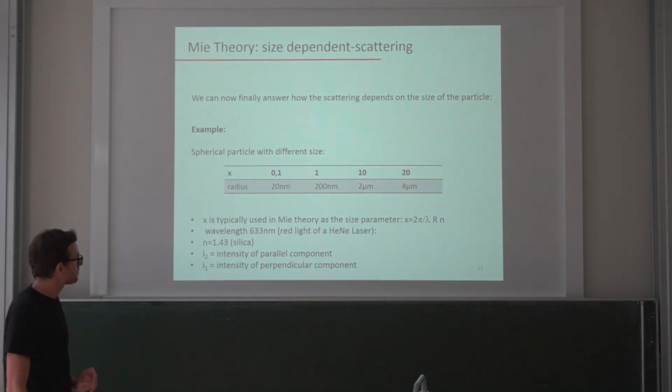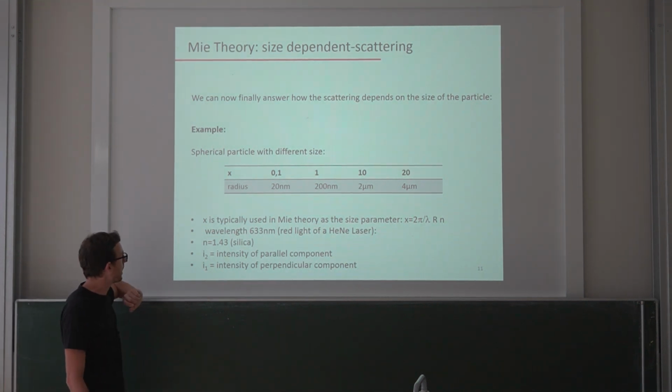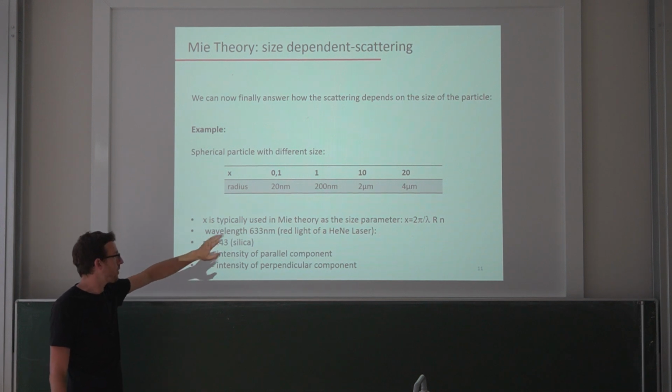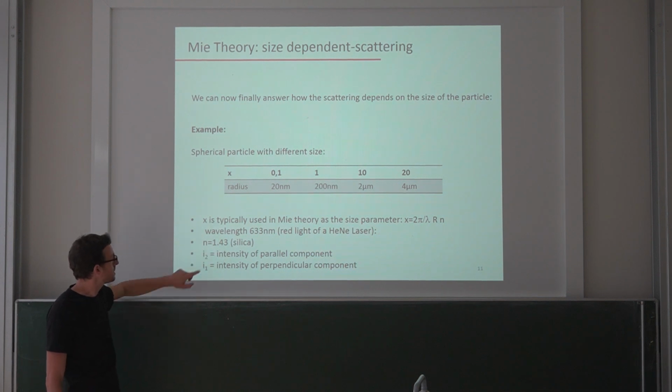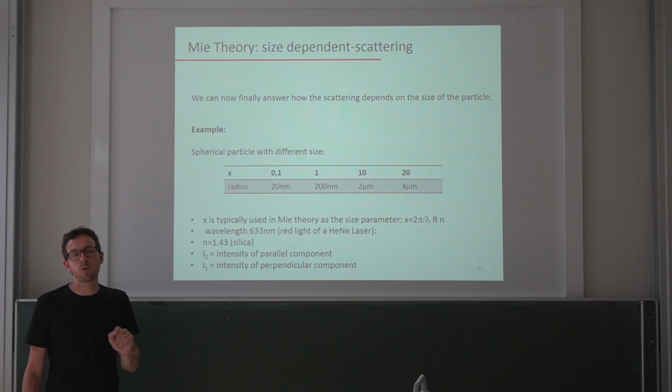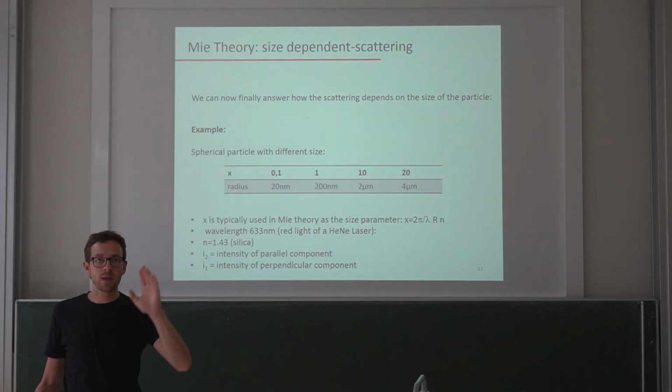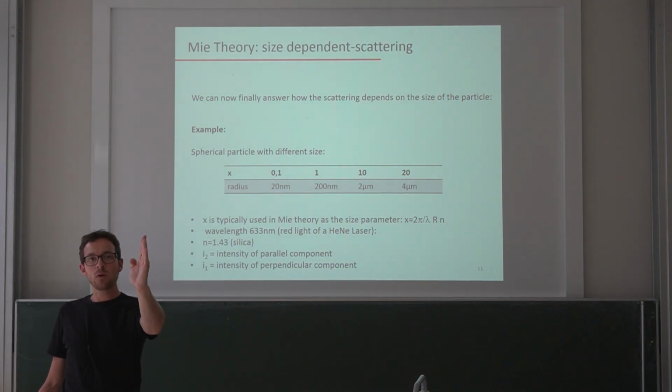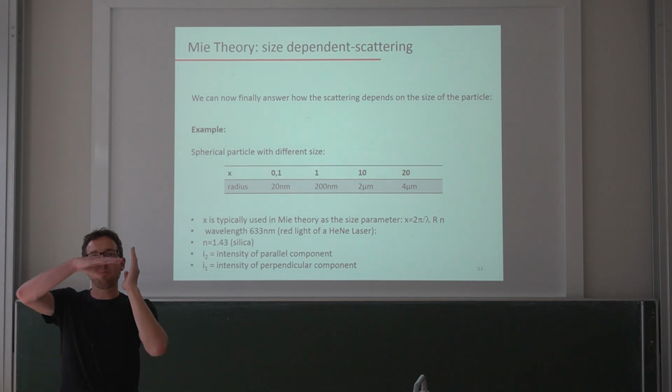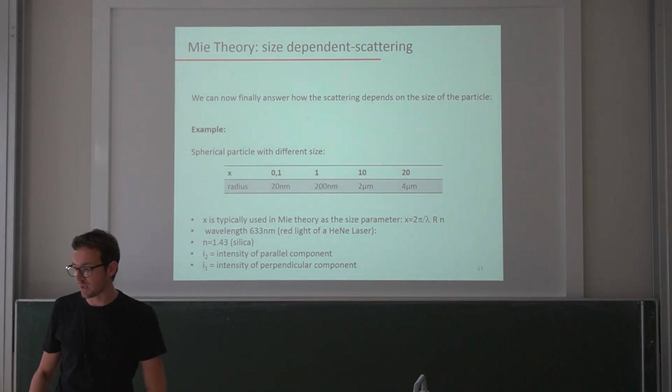Good, okay. So here's the size parameter again. This is computed for a wavelength of approximately 600 nanometers, 633, for silica particles, so you need the refractive index of silica particles, and then you get the parallel and perpendicular components. So depending on whether you look along the electric field lines or perpendicular to the incoming electric field.